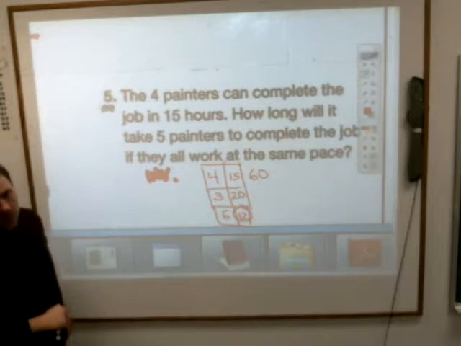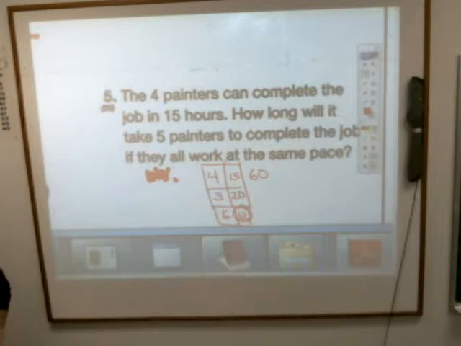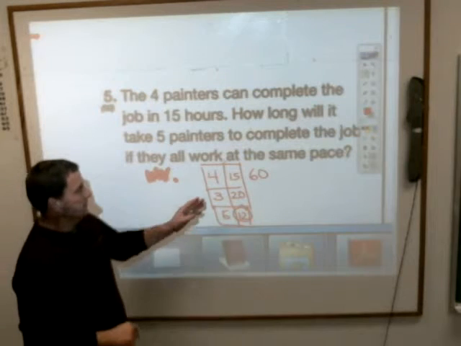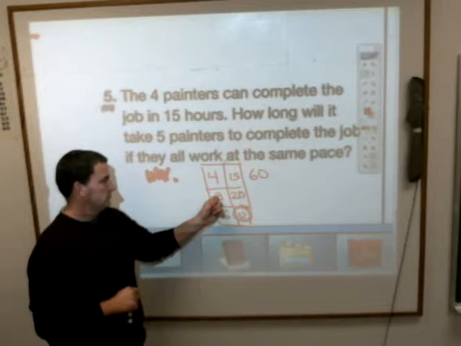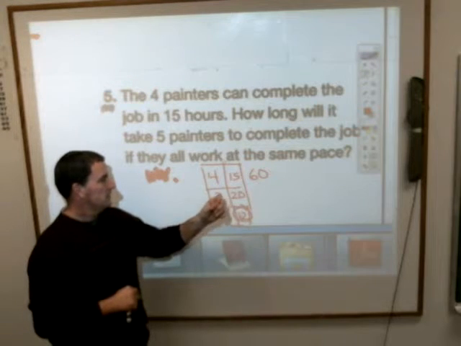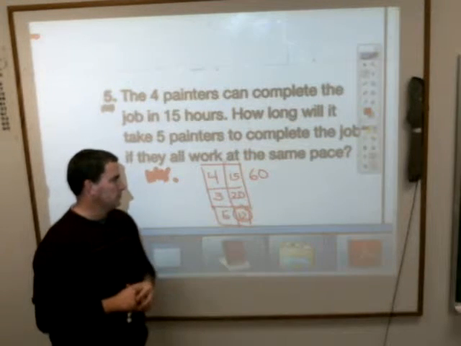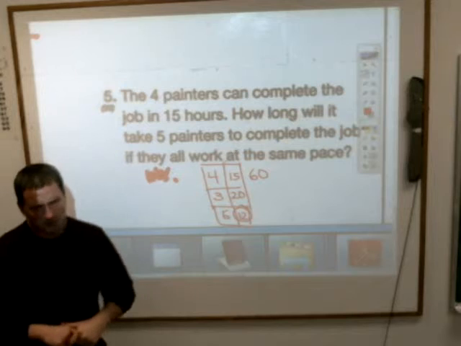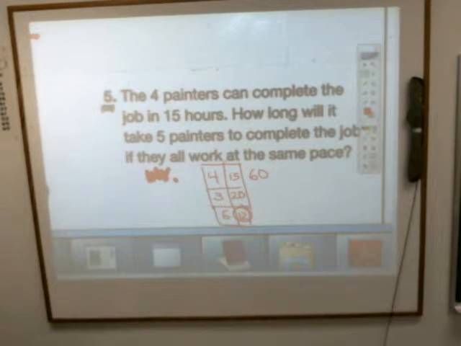That is inverse variation. As one goes up, the other one goes down proportionately. This went down 25%, so this went up 25%. Is that right? No. Sounds easy, though.